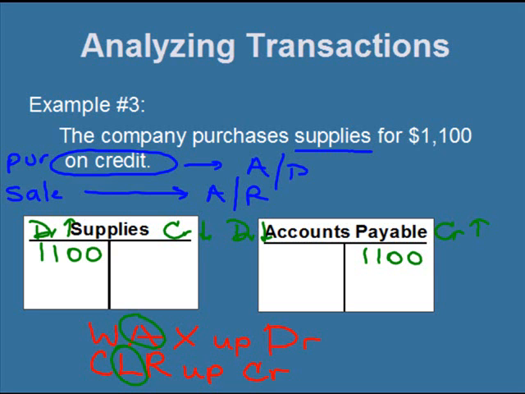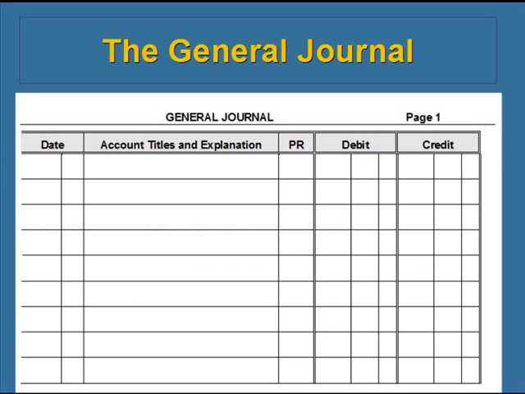So every transaction has to have a debit and a credit that are equal. So we have our debit in supplies and our credit in accounts payable. Once we complete transaction analysis, we have to take that transaction and put it in the company's records. The first point of entry into a company's accounting system is the general journal.